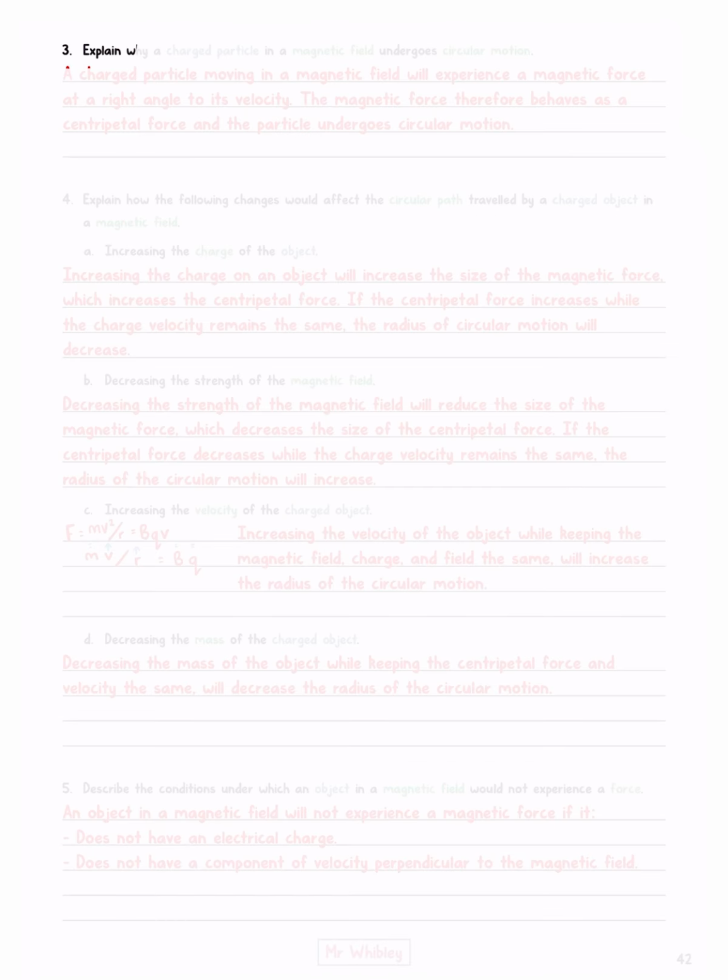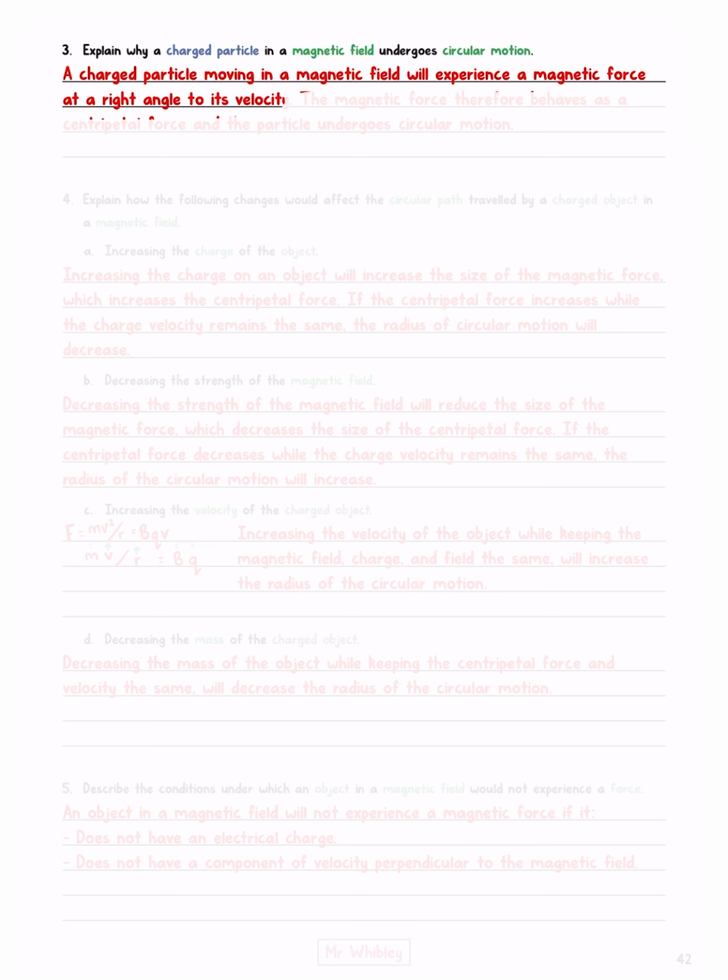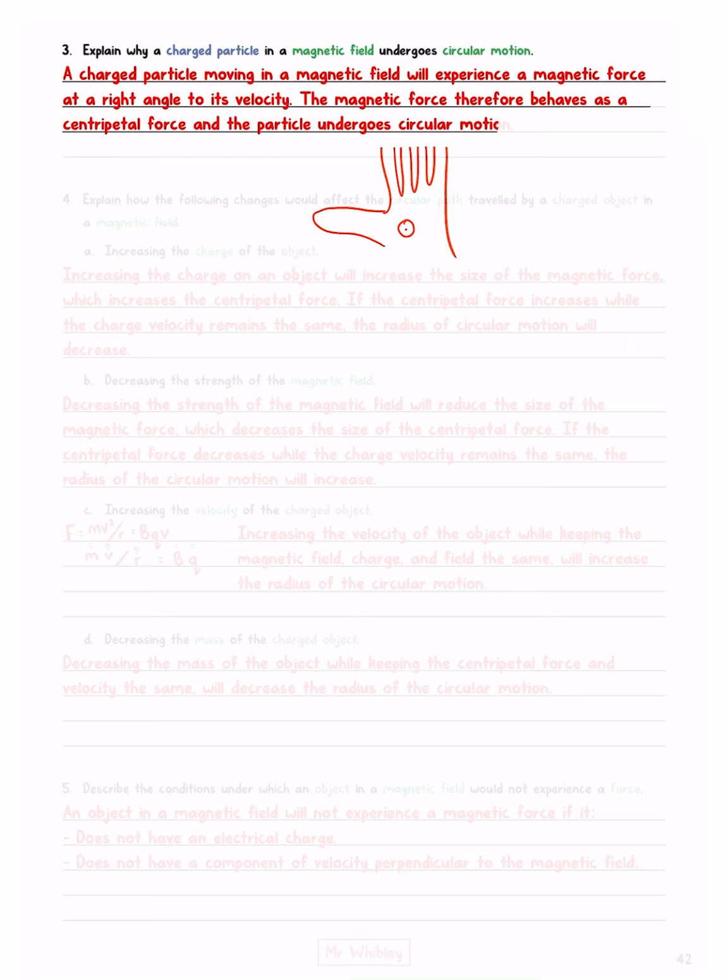Question 3. Explain why a charged particle in a magnetic field undergoes circular motion. A charged particle moving in a magnetic field will experience a magnetic force at a right angle to its velocity. We know this because of the right-hand slap rule, which involves pointing our thumb in the direction of the charge velocity, our fingers in the direction of the magnetic field, and our palm therefore pointing in the direction of the force. Whenever we have a force that is perpendicular to velocity, we get circular motion. The magnetic force therefore behaves as a centripetal force, and the particle undergoes circular motion.